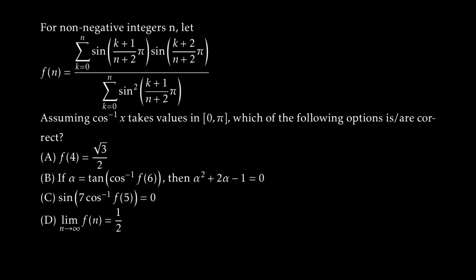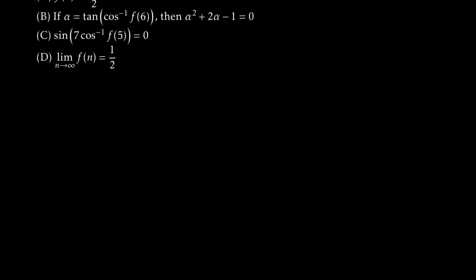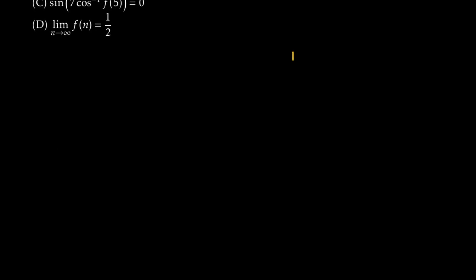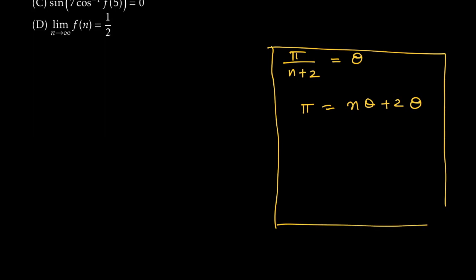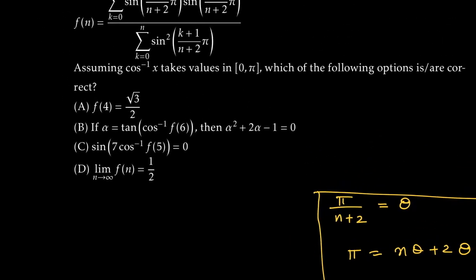First of all, you observe that there is a pi divided by n plus 2 everywhere. So the first step you should do is to replace pi divided by n plus 2 with some theta. Whenever you do that, remember that pi is n theta plus 2 theta, so n theta plus 2 theta will be equal to pi.